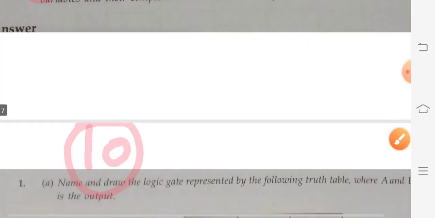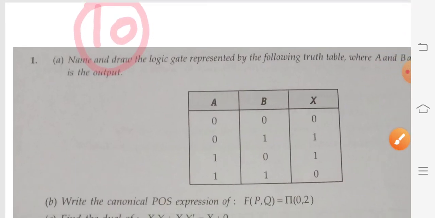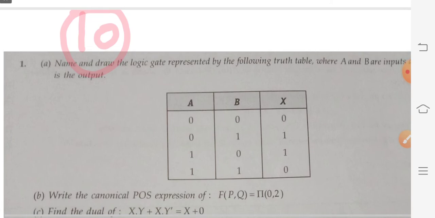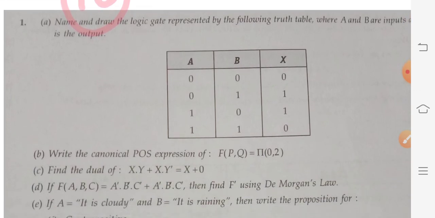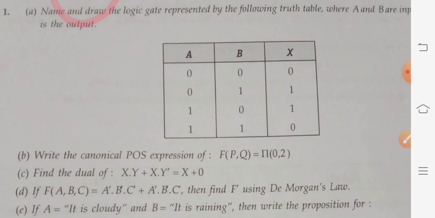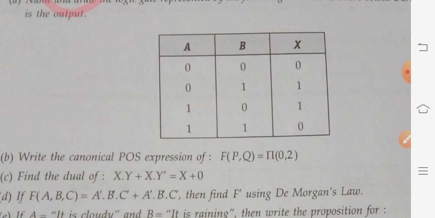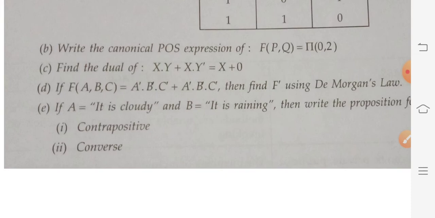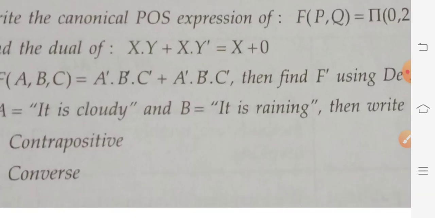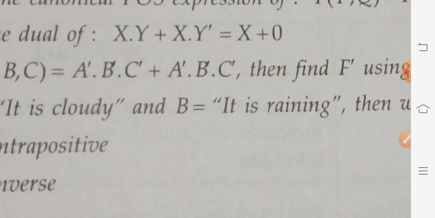Now the last question of this video is, name and draw the logic gate represented by the following truth table, where A and B are inputs and X is the output. So here's your first question. Next one, canonical POS expression for Pi(0, 2). Third, find the dual of this. The question is x dot y plus x dot y bar. Here, look at this. This is your part C.